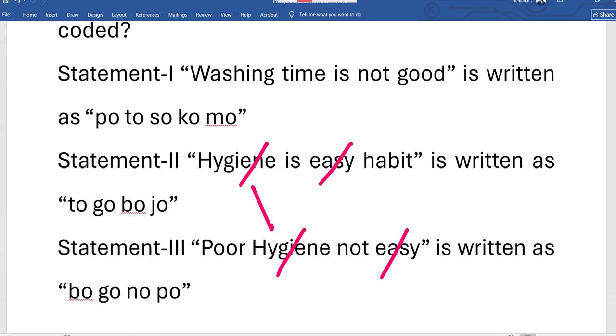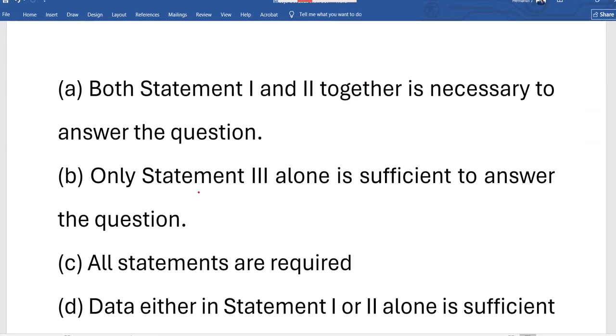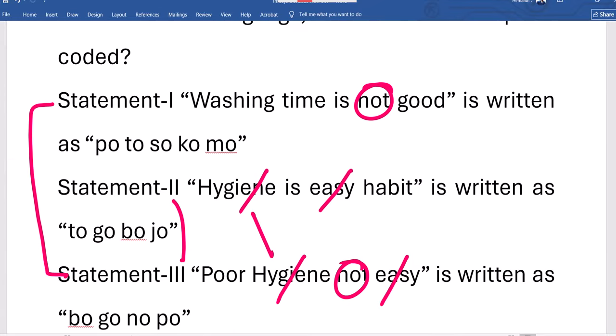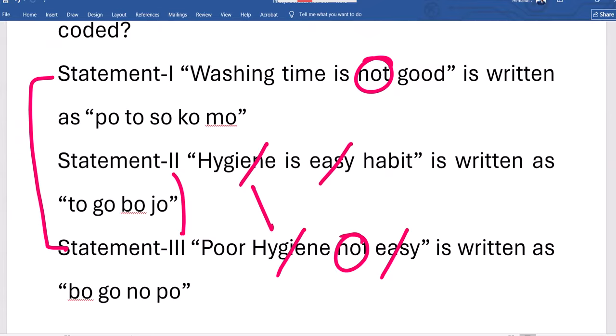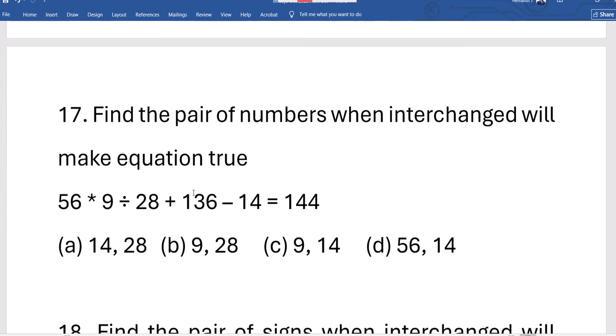If you compare 1 and 3, not will be removed. Then can we find poor? Yes. So all statements are required. Option C. Same model but serious. Poor is what they're asking. All statements are required. In this model they ask many questions likewise, so be aware of it.